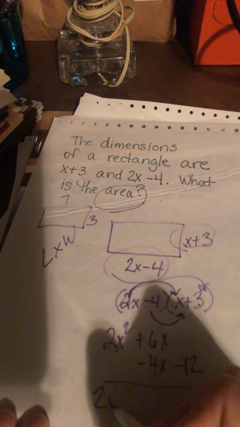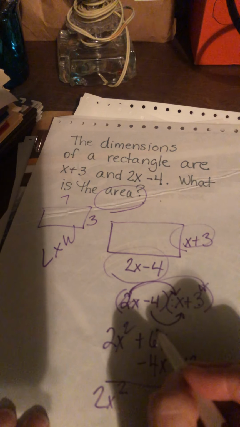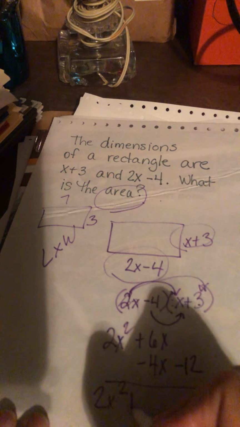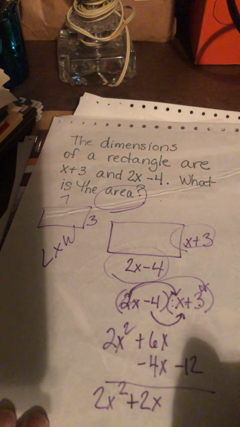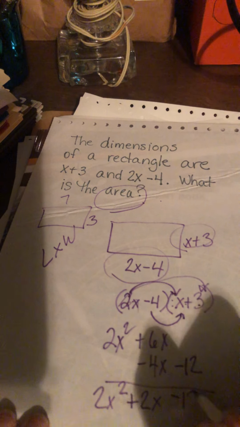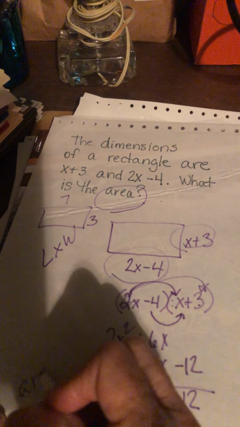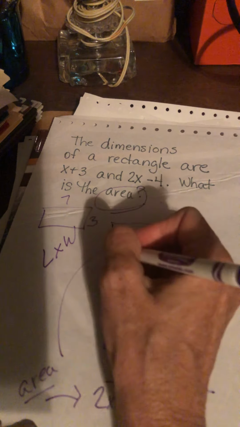I have 2x squared here. I have 6. I owe you 4. I give you 4. Guess what? I still have 2 left over. Minus 12. This, my friends, is the area of this rectangle.